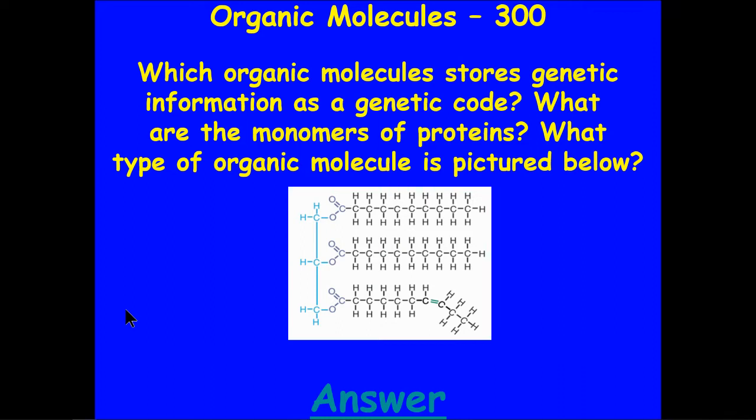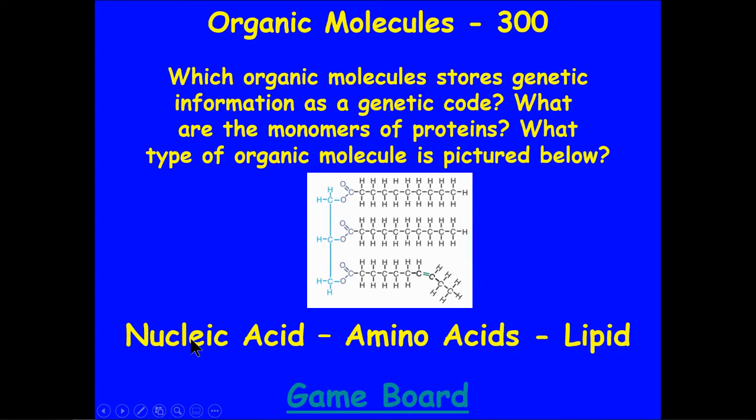All right, answers coming in 5, 4, 3, 2, and 1. All right, nucleic acids store genetic information. Remember, DNA gives us our characteristics. Messenger RNA helps DNA make proteins. Proteins give us our characteristics. Monomers of proteins, amino acids, and this is a lipid. This is glycerol with 3 fatty acids. Glycerol and fatty acids are the monomers of lipids.